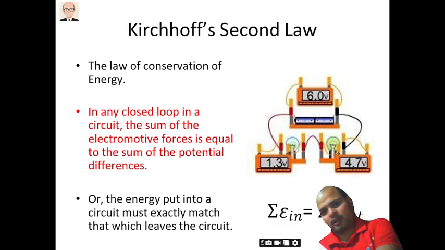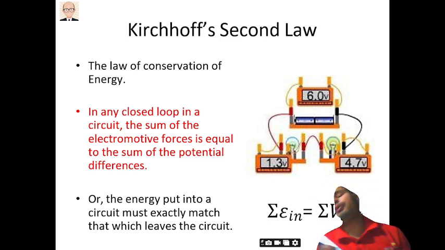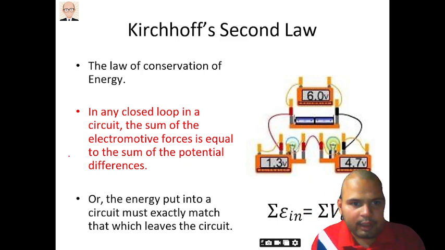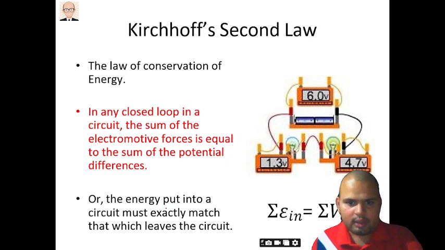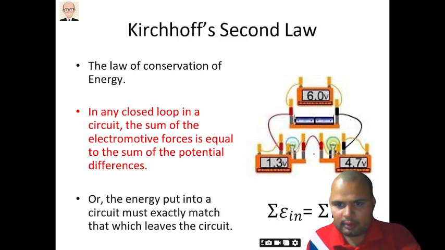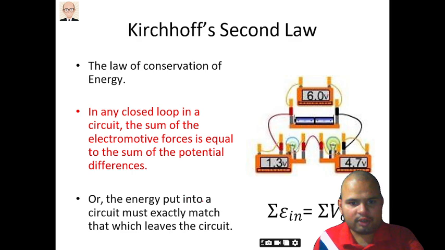What does Kirchhoff's second law, the law of conservation of energy, say? We know that energy can neither be destroyed nor created. It is transferred from one form to another. So in any closed loop in a circuit, the sum of EMFs is equal to the sum of potential differences. As you can see here, these are bulbs with voltmeters attached, showing 6 volts, 1.3 volts and 4.7 volts. The energy put into a circuit must exactly match that which leaves the circuit. Whatever energy goes into a circuit will leave the circuit exactly.